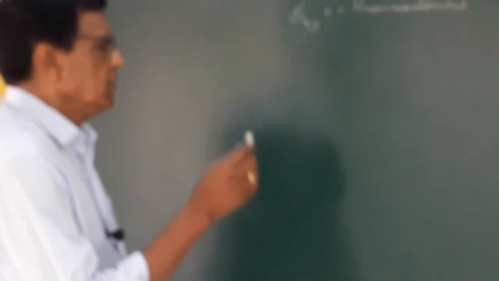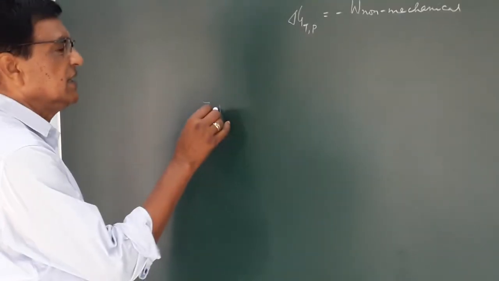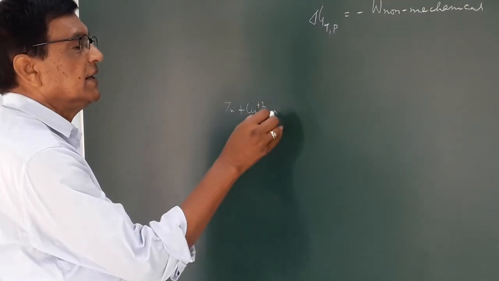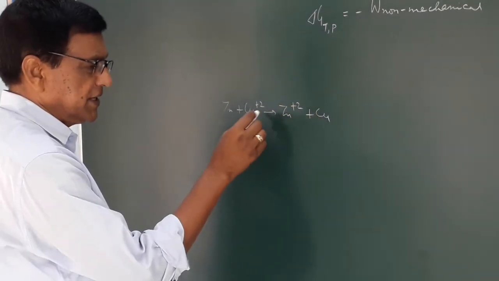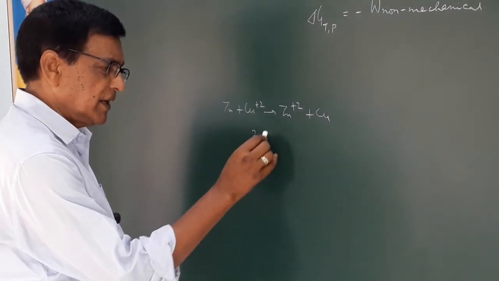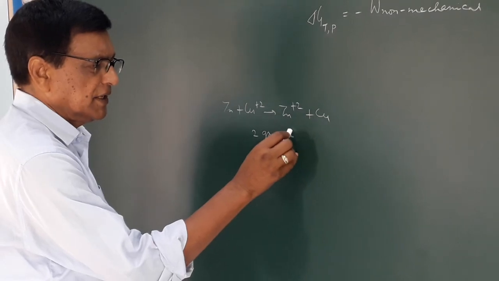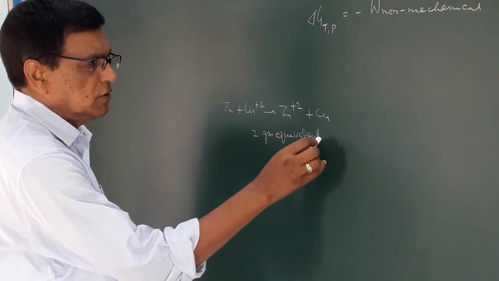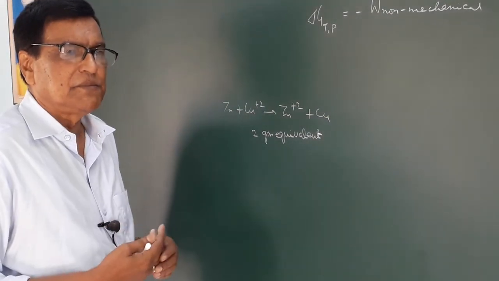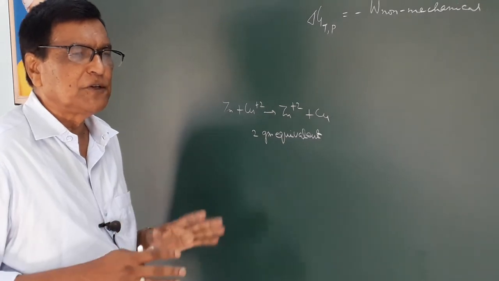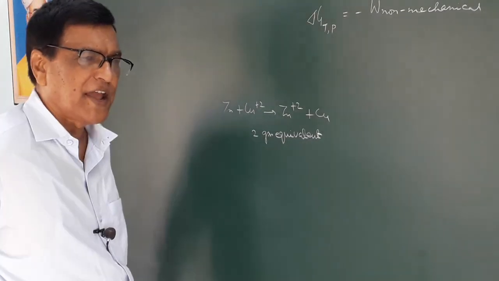Electrical work is non-mechanical work. For example, in the case of the Daniell cell, zinc plus copper 2+ gives zinc 2+ plus copper. Whenever this reaction goes to completion, 2 gram equivalents of chemical change occur. In some other reactions, 1 gram equivalent, 2 gram equivalents or 3 gram equivalents of chemical change may occur for the cell reactions.